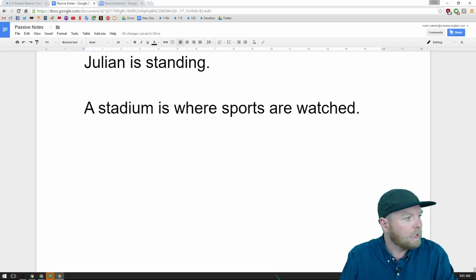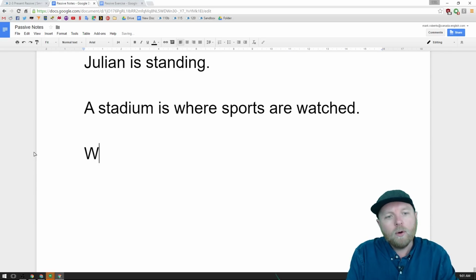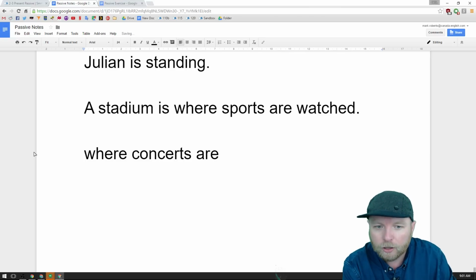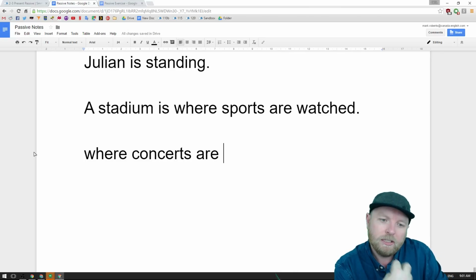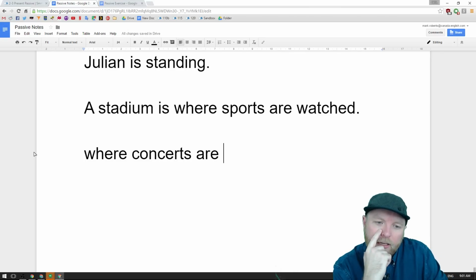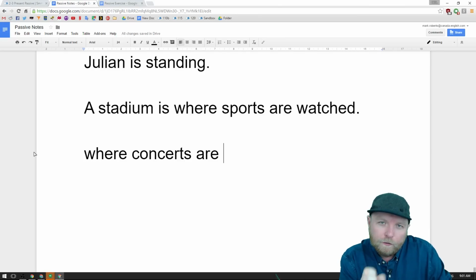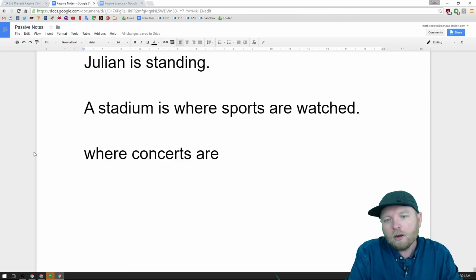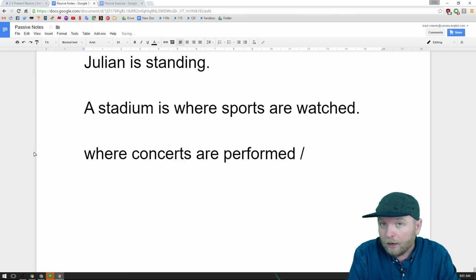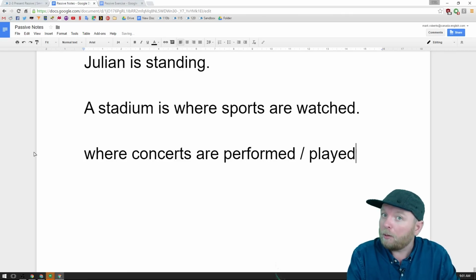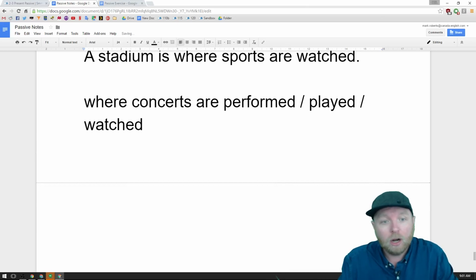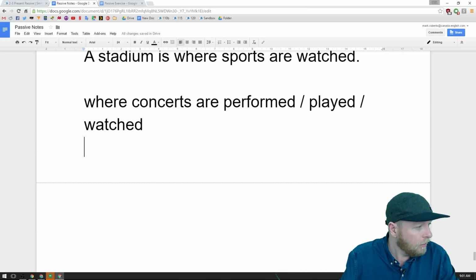Ooh, Akira, a stadium is where concerts are, okay, what's the verb? Concerts receive what action? So this means, what do people do to concerts? What verb do people do? People concerts. Well, concerts are performed, right? Or played. People play concerts, right? Or watched. People watch concerts. I like that, Akira. Very good.